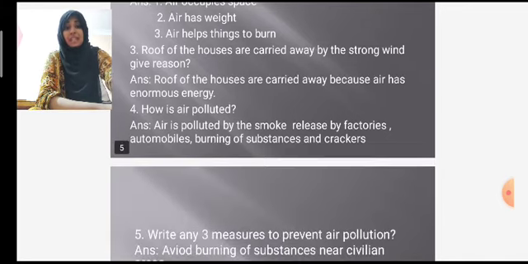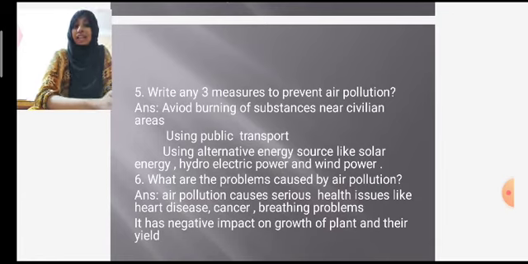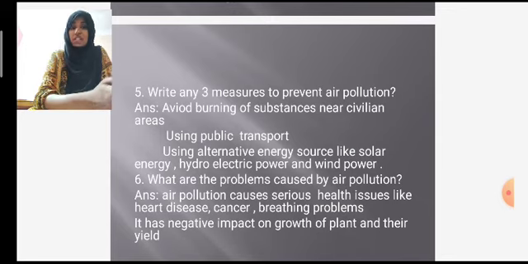Okay, then next, write any three measures to prevent air pollution. We have to prevent air pollution. Which are the three measures? Avoid burning of substances near civilian areas. Using public transport, you can avoid air pollution. Using alternative sources of energy like solar energy, hydroelectric power, and wind power, we can protect our environment and avoid air pollution. These are the three measures.